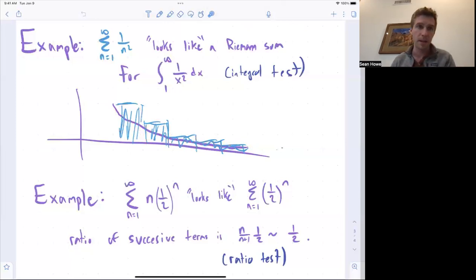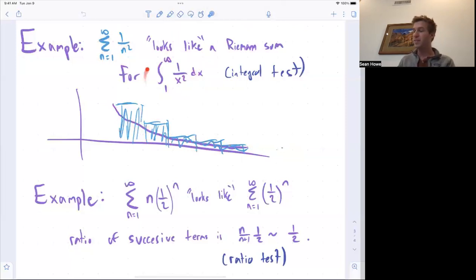And so it's not such a bad idea to think that this sum, which approximates this integral, will converge exactly when this integral converges. And that's really the case, and that's an example of the integral test. So if you evaluate this, you'll see that this integral does converge, and from that we'll be able to deduce that this sum converges.